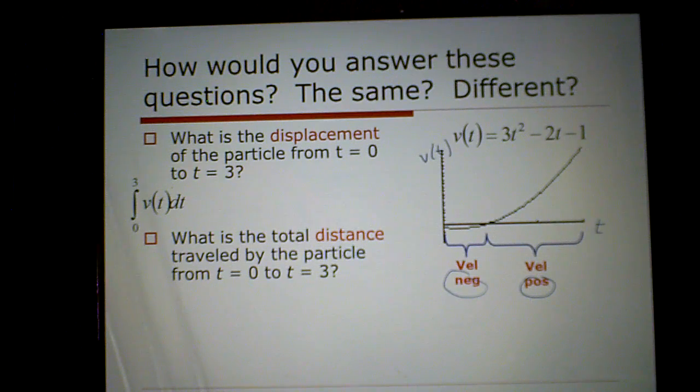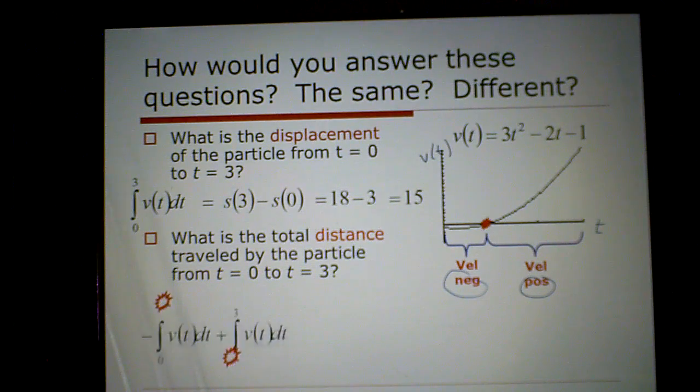So if you integrate from 0 to 3, if you have a calculator, you just math 9 this. If you don't have a calculator, this is easy enough to anti-differentiate. Plug in 3, plug in 0, and you'll get 18, which is the position at 3, minus 3. That's the displacement. So you get 15, whatever units are on here. Note to self, add units to this problem.